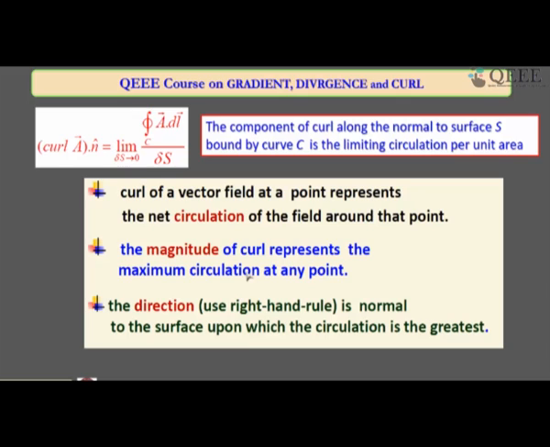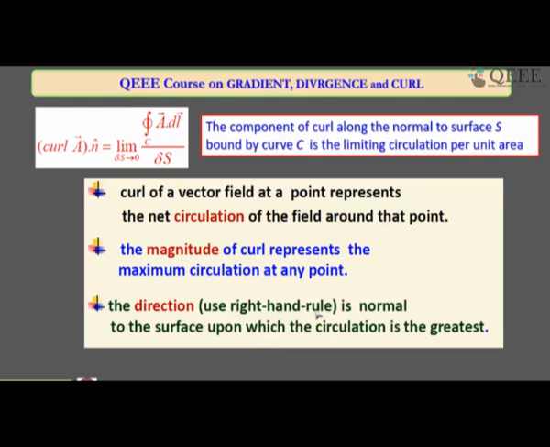Curl has a magnitude and a direction. It is a vector quantity. First, let us talk about the direction. The direction is normal to the surface. The direction is normal to the surface upon which the circulation is greatest.